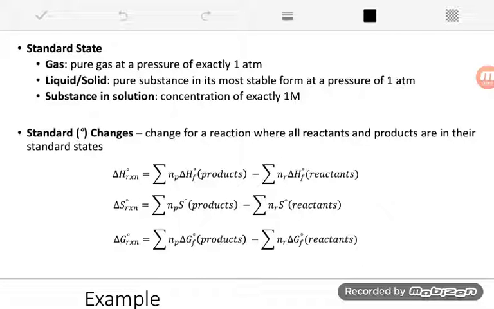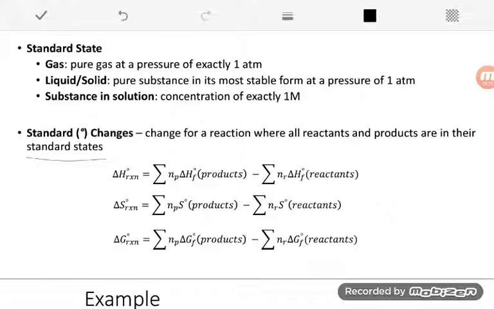In this section, we're going to learn how to calculate standard changes for enthalpy, entropy, and Gibbs free energy. So first, of course, just definitions. Let's talk about what standard changes mean. Standard changes are just changes in each of these quantities when all reactants and products are in their standard states. Okay, what's a standard state?